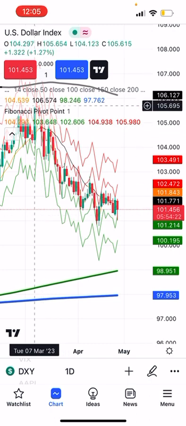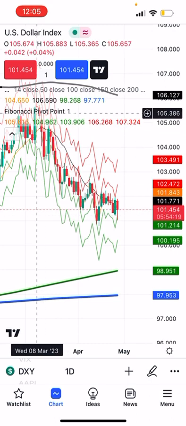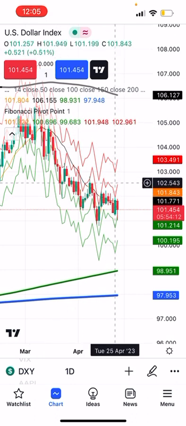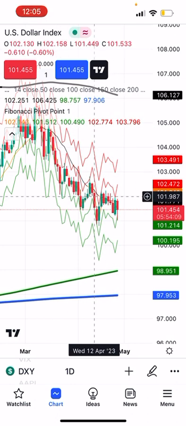The fall of the US dollar index started from around here on the 8th of March, and now it's almost the end of April. It's almost 2 months that the US dollar has been falling. So that means we should look at shorting the US dollar or going long on any other instrument, and based on that, let's see what I am trading right now from yesterday.